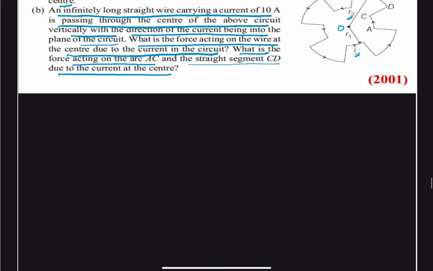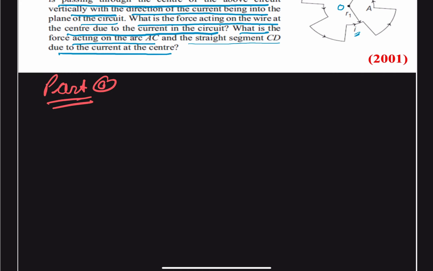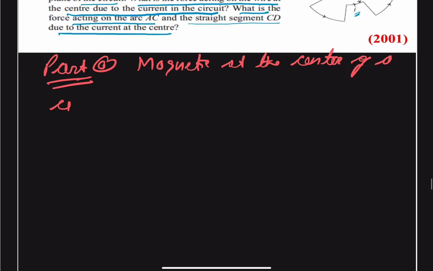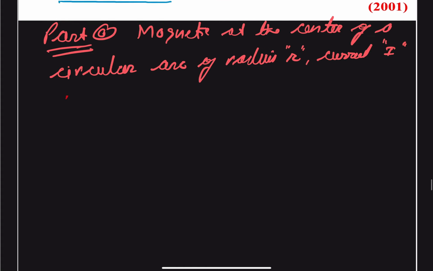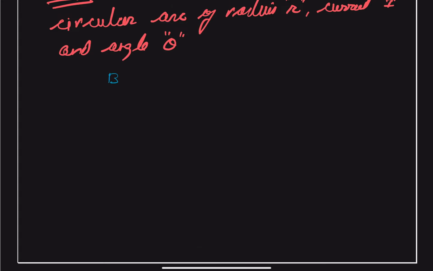So we can write the formula for part A: the magnetic field at the center of a circular arc of radius R, current I, and the angle it makes at the center, suppose theta. So we can write B is equal to mu naught I upon 4 pi R multiplied by theta.